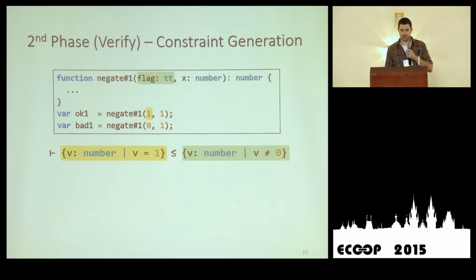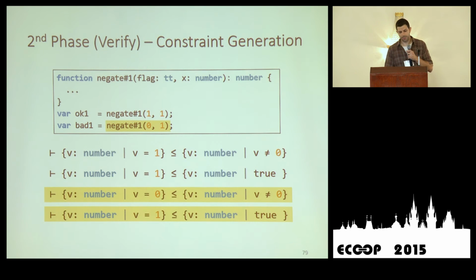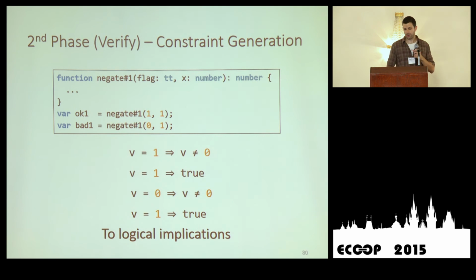So we're going to have two subtyping constraints, one for each argument. The first one is going to be that number that is equal to 1 is a subtype of a number such that V is not 0, which is what TT expands to. Similarly for the second constraint, for the second argument. And we repeat the same thing for the bad case, for the bad1 variable. In a very similar manner to before, we're going to create our logical implications from these subtyping constraints.